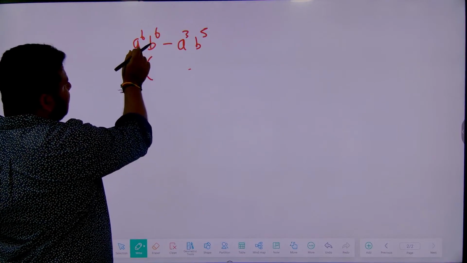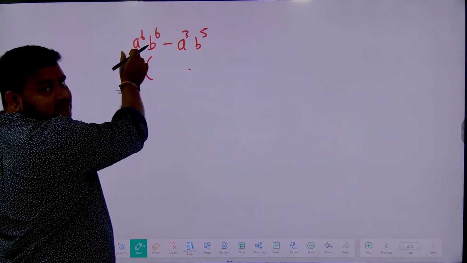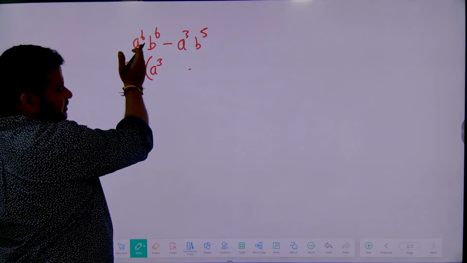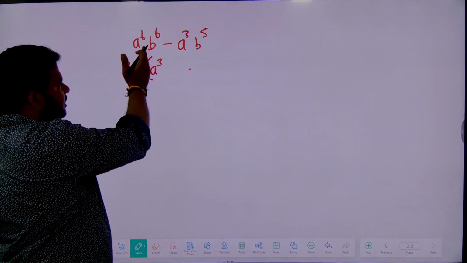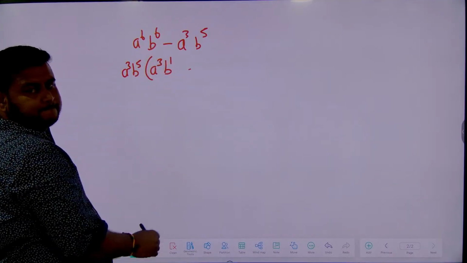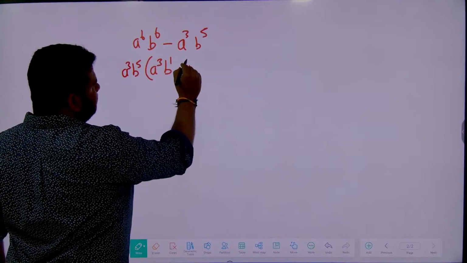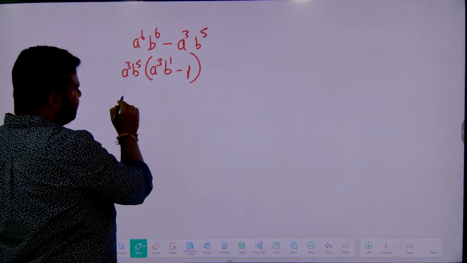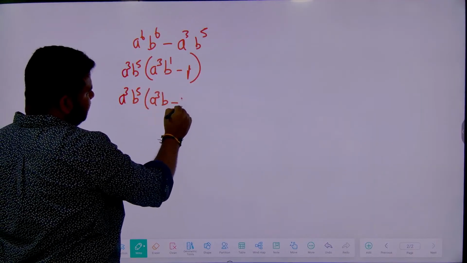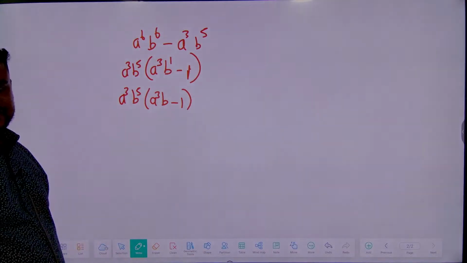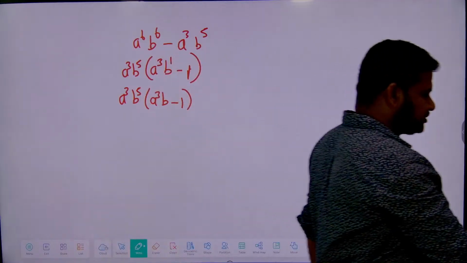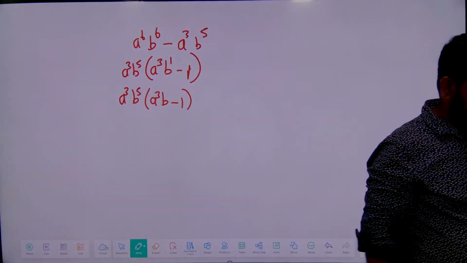Now if I take a power 3 outside, what is left out? From a power 6, if you remove a power 3, a power 3 is left out. And from b power 6, if you remove b power 5, 6 minus 5 is 1, so b remains. Everything is removed from the second term, so that is completely 1. This is how you factorize. Finally you will have a power 3 b power 5 into a cube b minus 1. This is known as factorization.